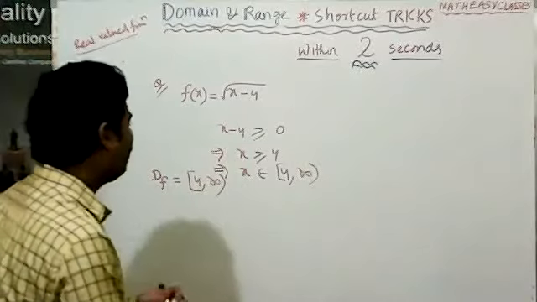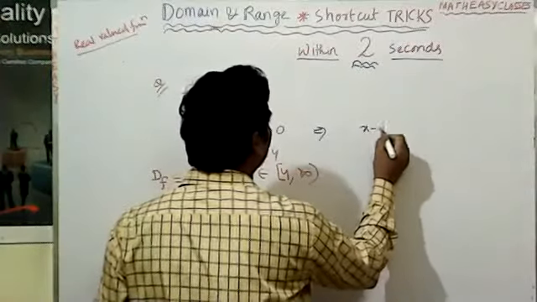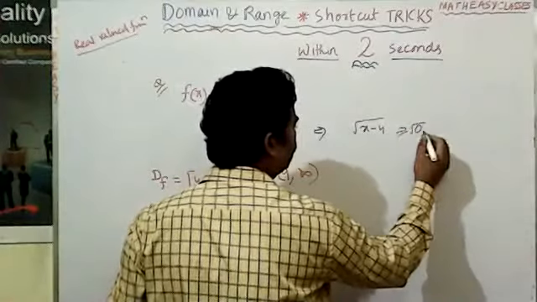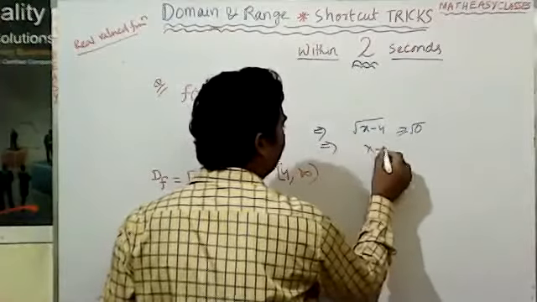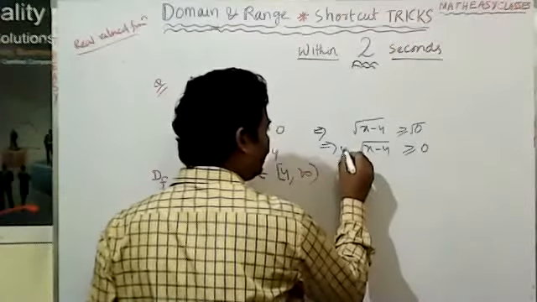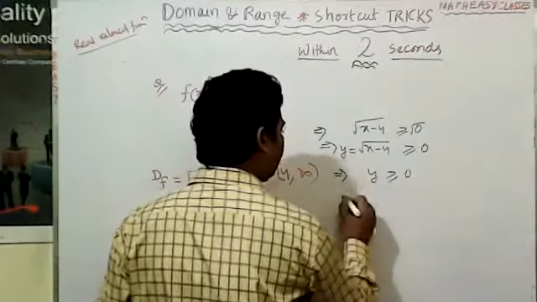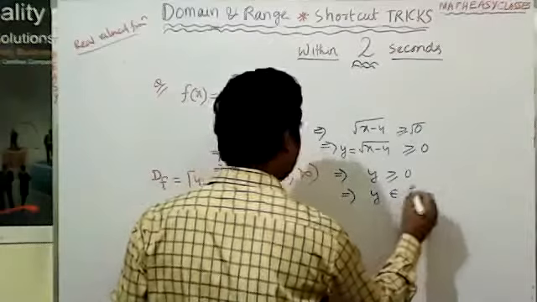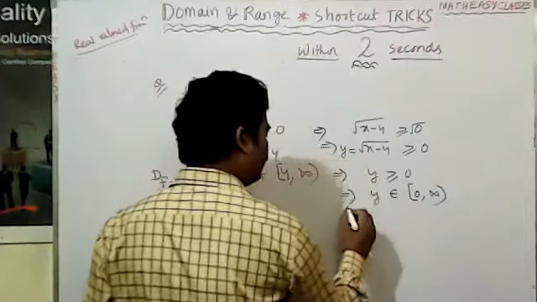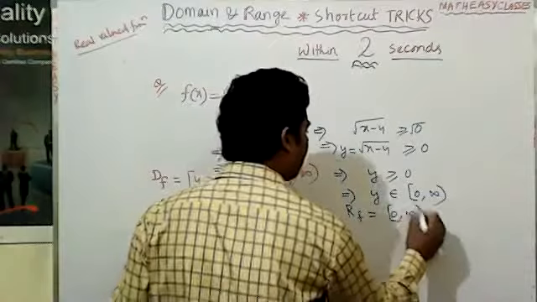Similarly, you can do this. If x minus 4 is greater than or equal to 0, take the square root on both sides. What will it be? That is 0 comes. Means the square root of x minus 4 is greater than or equal to 0. What is this value? This is equal to the y value. That's why y is greater than or equal to 0. Means y belongs to [0, infinity). That means the range of the function is [0, infinity).